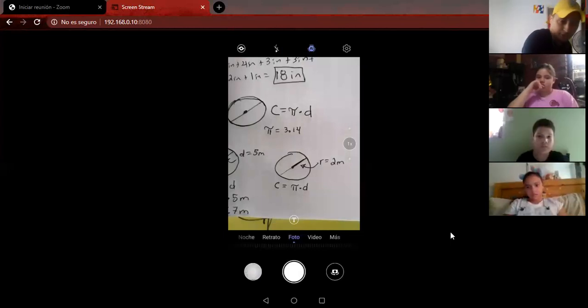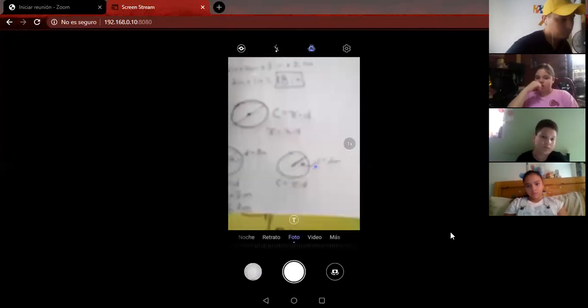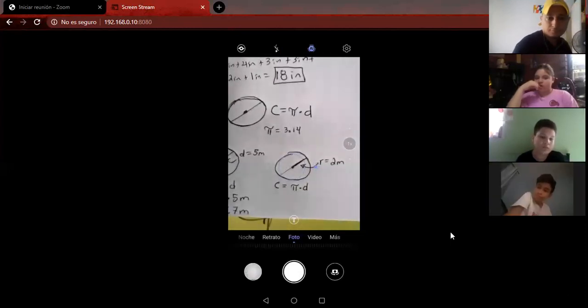If I have my radius, how much is going to be my diameter? 4. If I have a radius that is 2 meters, how much is going to be my diameter? Somebody knows how to find that? Multiplying by 2. Yes, we have to multiply times 2 porque es la mitad.